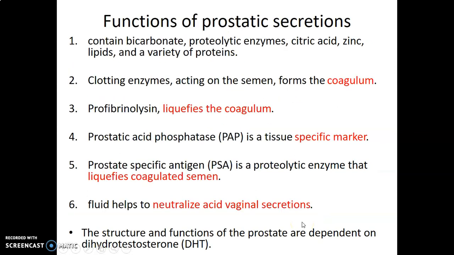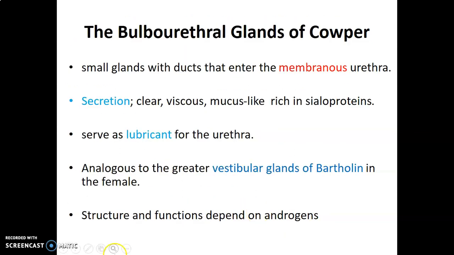We go to the bulbourethral glands of Cowper. These are small glands with ducts that enter the membranous urethra. Remember, we have 3 parts of the urethra: prostatic, then membranous, then the penile urethra. So these bulbourethral glands enter the membranous urethra. They secrete a clear, viscous, mucus-like fluid rich in sialoproteins, and they serve as lubricants for the urethra.